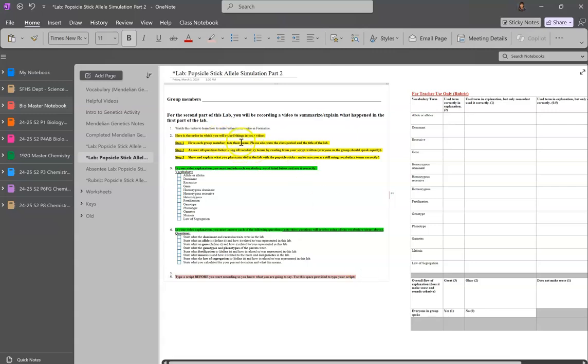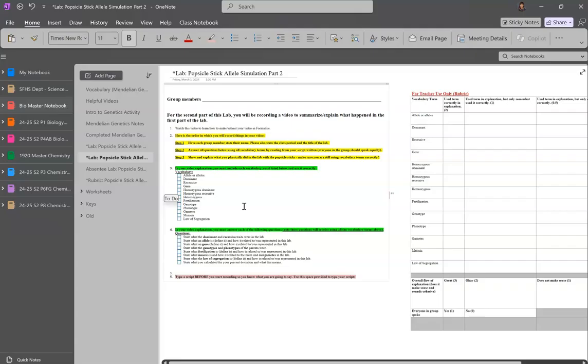And each person will state their name and what class period you're in, and then the title of the lab, which is the Popsicle Stick Allele Simulation Lab. In your response, each person can be reading from your script, which will be answering these questions. And while you are answering those questions, you are, of course, going to be using these vocabulary words here and make sure you are using them correctly.